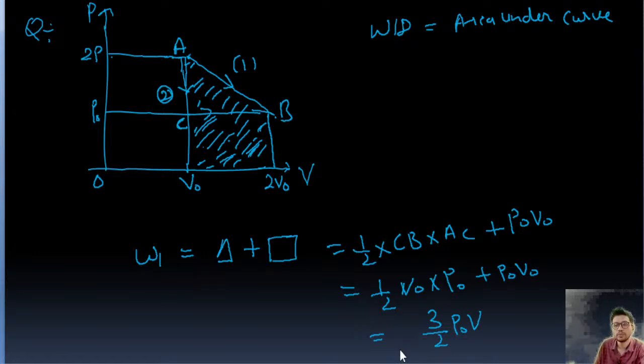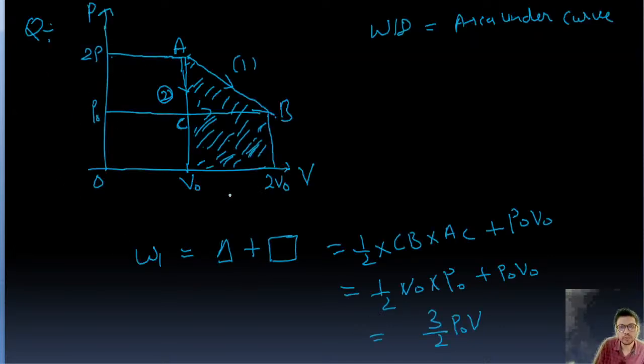This is 3 by 2 P naught V naught. So this is the work done by W1. Okay, this is the W1, 3 by 2 P naught V naught. This is by path 1. Now we'll find by path 2, W2.